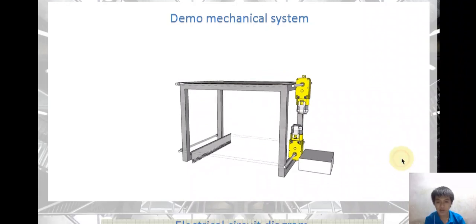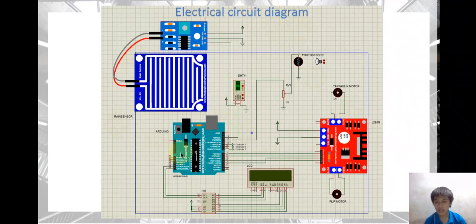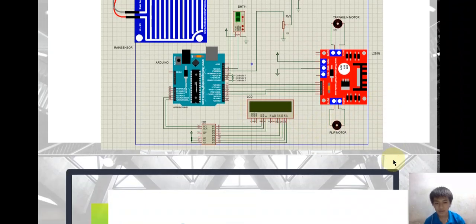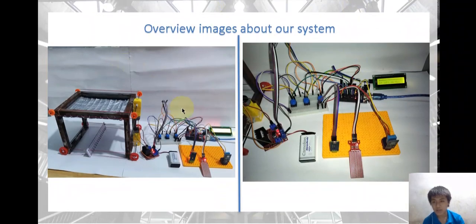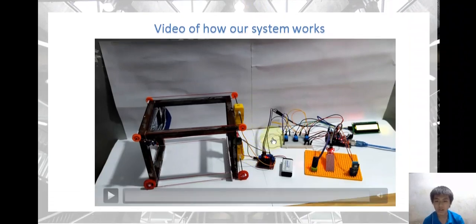Then we will see the electrical circuit diagram. Here we have the microcontroller. Here is the actuator: the motor to control the coupling system, and here is the flip system. All of these here are the sensors, and here is the LCD. After we modeled the product, we designed the product, and then we have the result. You can see here is the overview of the system. To understand how our system works, let's see the video.